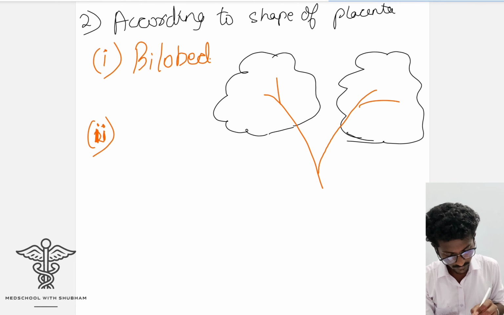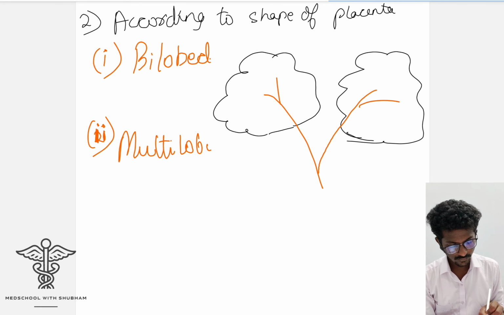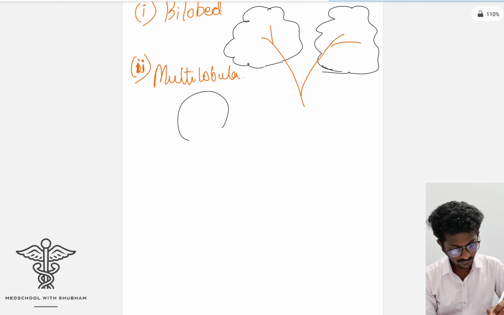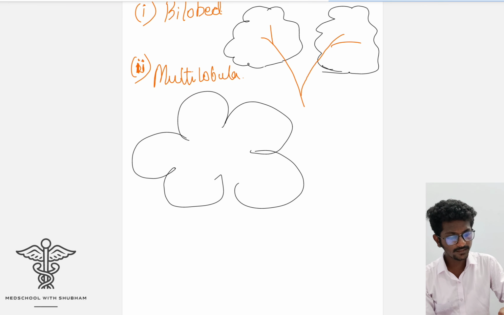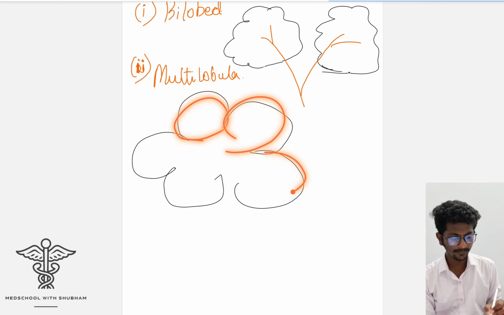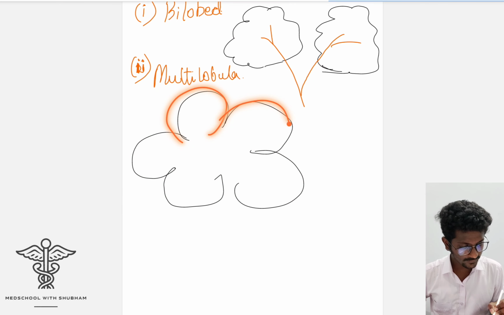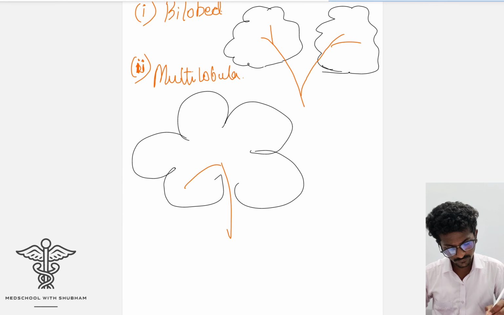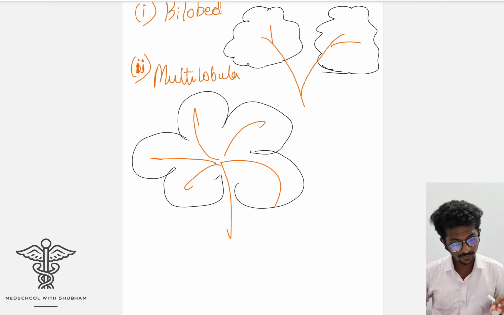The second one is the multilobular placenta. Multilobular placenta means what? Various small lobules will be formed inside the placenta. It will be a single placenta, but you can see various independent lobules formed, and all these independent lobules will have their separate blood supply. So this is called multilobular placenta.